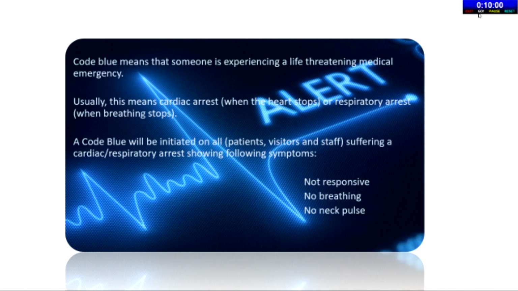A code blue means that someone is experiencing a life-threatening medical emergency in your hospital. It could be a patient, visitor, or your own staff. Usually this means a cardiac arrest or a respiratory arrest, especially when the patient has the symptoms of non-responsiveness, no breathing, no neck pulse. It's called a code blue.